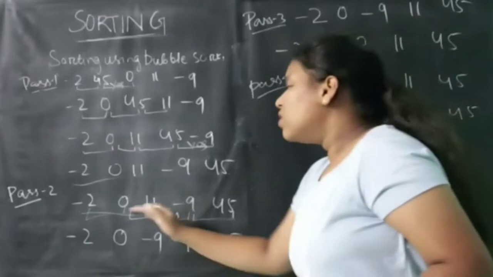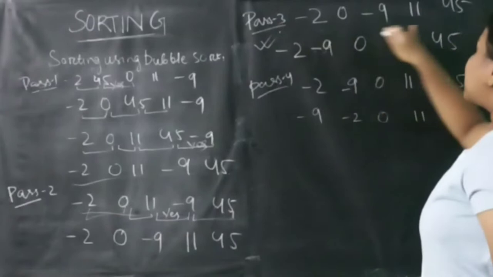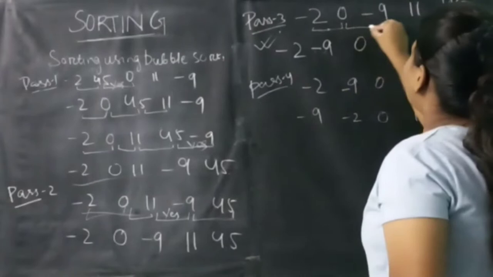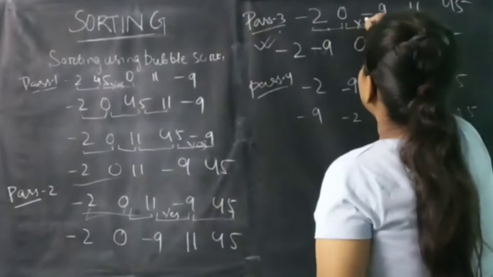Now comes pass 3. Here you can see the list -2, 0, -9, 11, 45. Here is the comparison between -2 and 0. -2 is less than 0, no swapping. 0 and -9: now you can see that 0 is greater than -9, right? So there is a swapping. -9 is moved to this side.